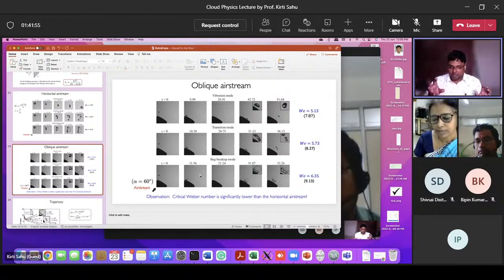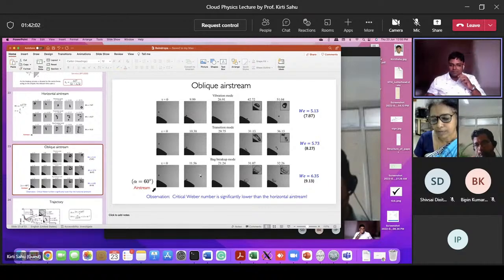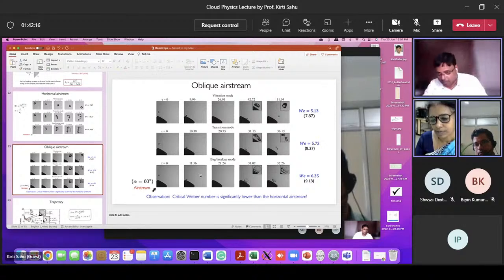When it is interacting at a particular angle, we have a gravity force acting in the downward direction, and the aerodynamic force from the airstream acting at an angle. The competition between the gravity and aerodynamic force causes the drops to break at lower Weber numbers.